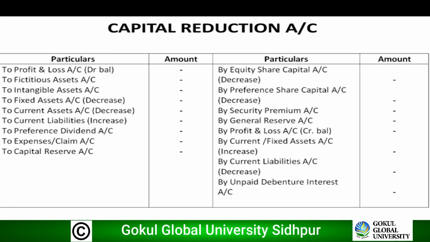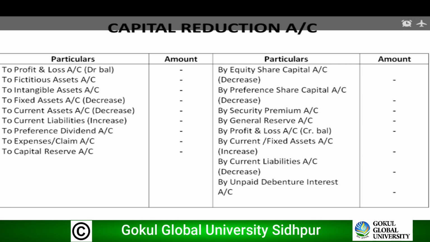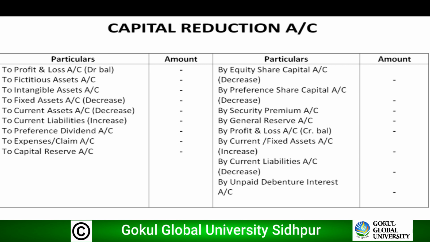See debit side. To profit and loss account, debit balance. This is a reserve. Next, to fictitious assets account. Fictitious assets include preliminary expenses, debenture discount, advertisement suspense account, etc. Next, to intangible assets account. Intangible assets include goodwill, patents, trademark, copyright, etc.